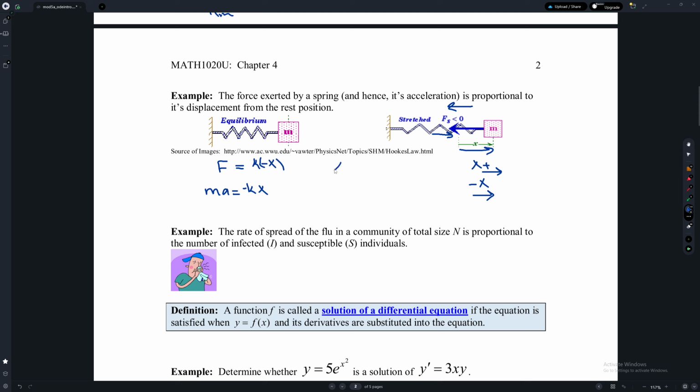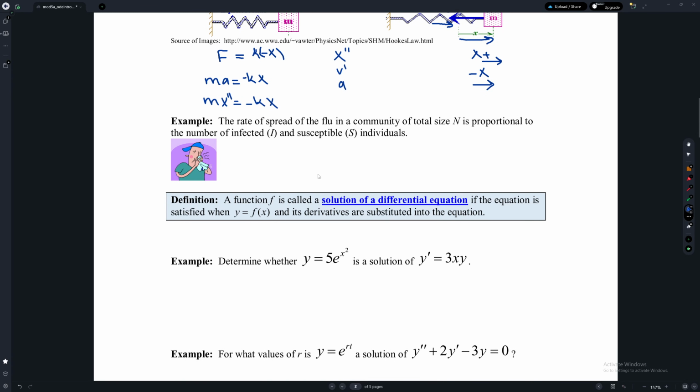And we can say, if you differentiate displacement, you'll get velocity. If you differentiate velocity once more, you'll get acceleration. So in differential equation terms, m x double prime equals minus kx. This is the same thing as saying this, because your a is the second derivative of your displacement. All right.